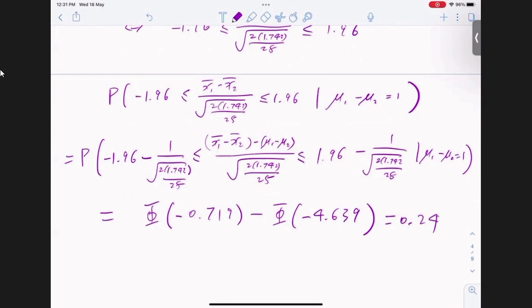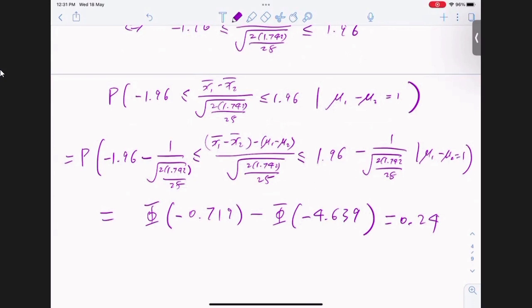This is quite similar to one of the questions you have seen in the last worksheet. Although that was the one sample case and this is the two sample case, the flow of the logic and the procedure are still the same. This is a typical kind of question where you are asked to compute such a probability: the probability of non-rejection based on a particular assumed value of the parameters.